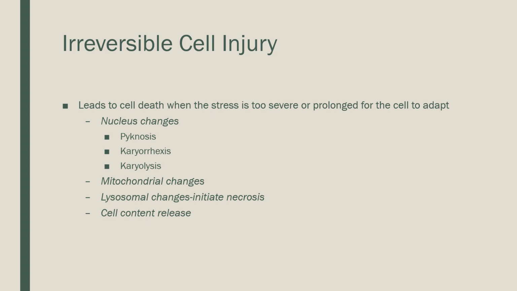Irreversible cell injury leads to cell death when the stress is too severe or prolonged for the cell to adapt. Key features of irreversibly injured cells include damage to the nucleus, mitochondria, and lysosomes, and rupture of the cell membrane.